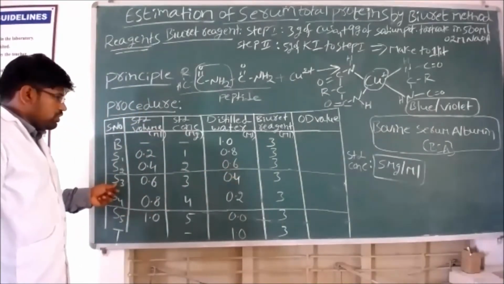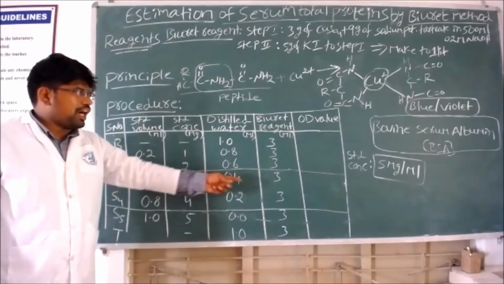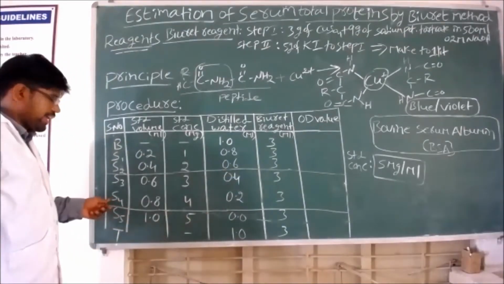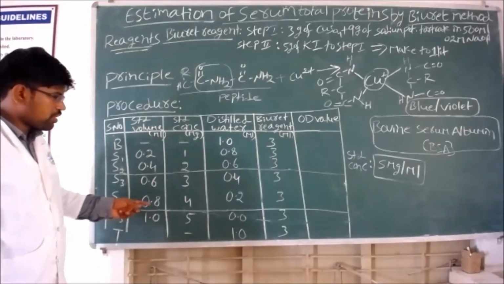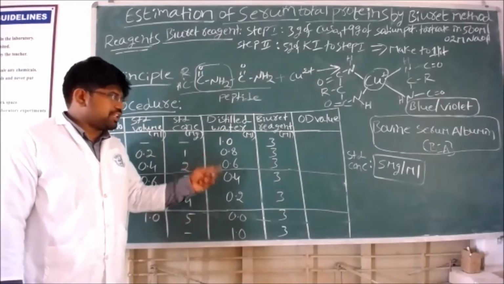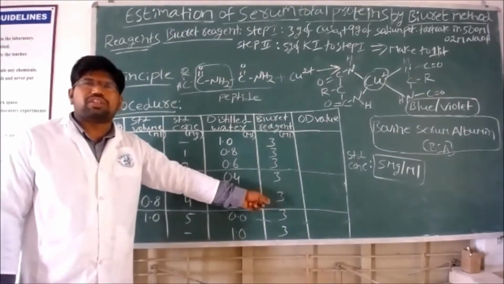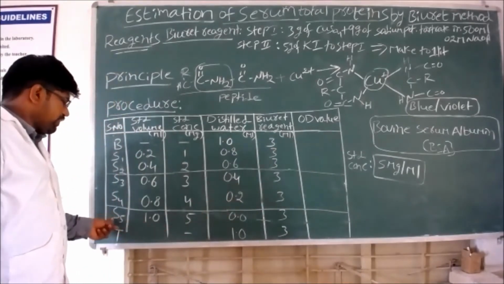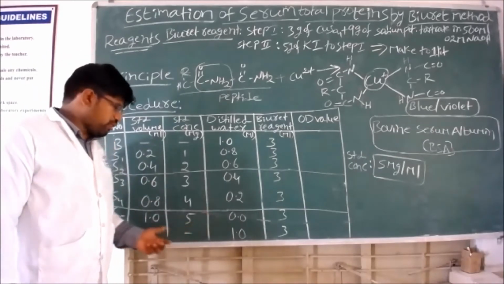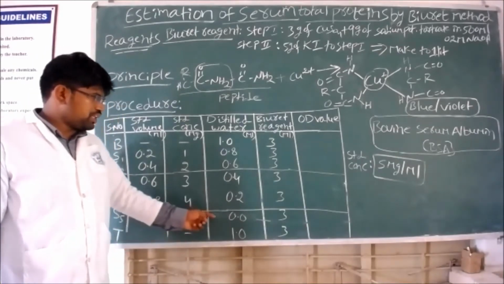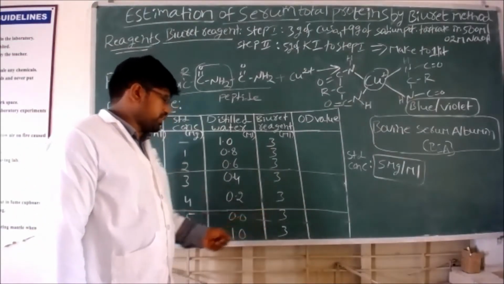S3: 0.6 ml, 0.4 ml, and 3 ml of the Biuret reagent. Next, S4: 0.8 ml of the standard volume, 0.2 ml of the distilled water. This automatically produces 1 ml, and to this mixture we will add 3 ml of the Biuret reagent. S5: 1 ml of the standard volume. Already we are taking 1 ml of standard, so no need to add the distilled water. Next, 3 ml of the Biuret reagent.